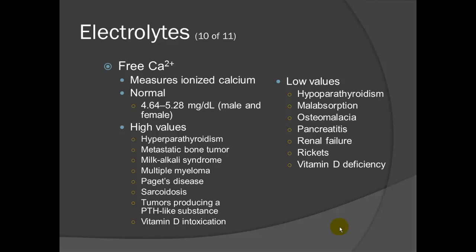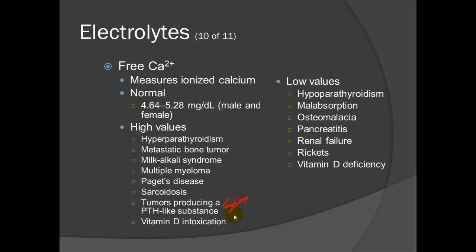Free calcium is measured as ionized calcium. Normal is going to be 4.64 to 5.28 milligrams per deciliter. High values on this are going to be pretty much the same things that we saw before. The tumors that we were speaking of, we'll talk about here for just a second, are because of this parathyroid-like substance.